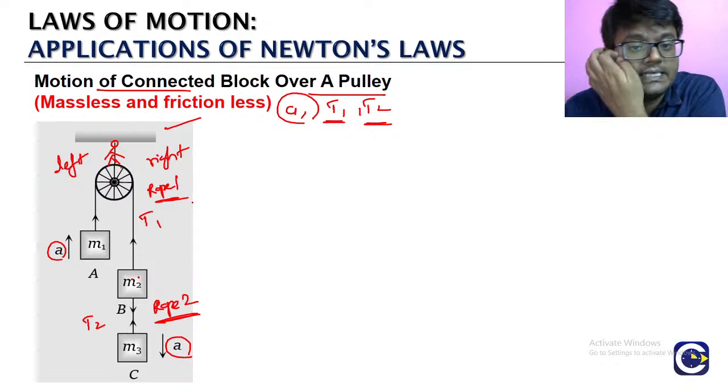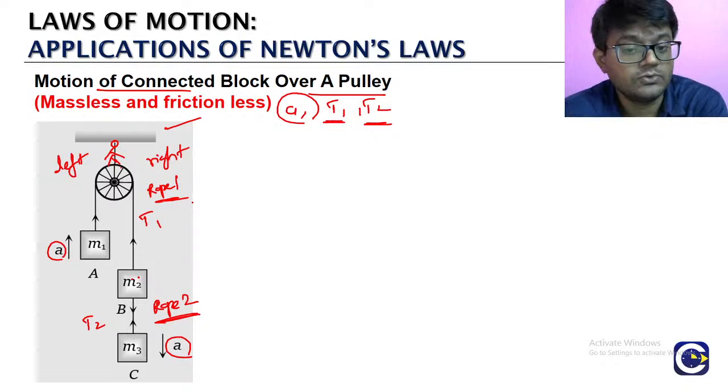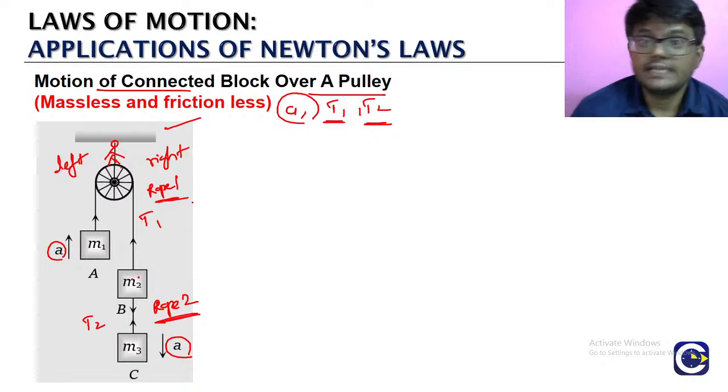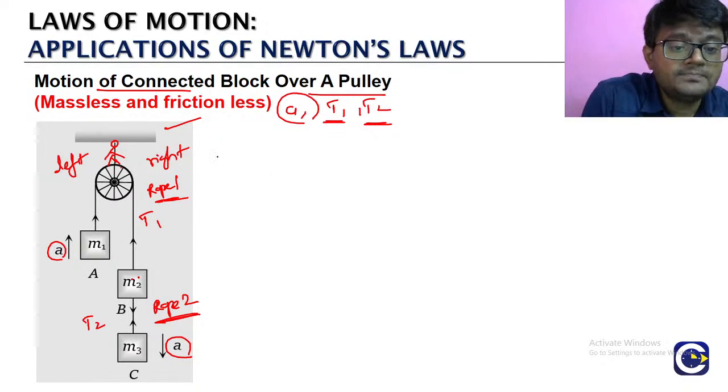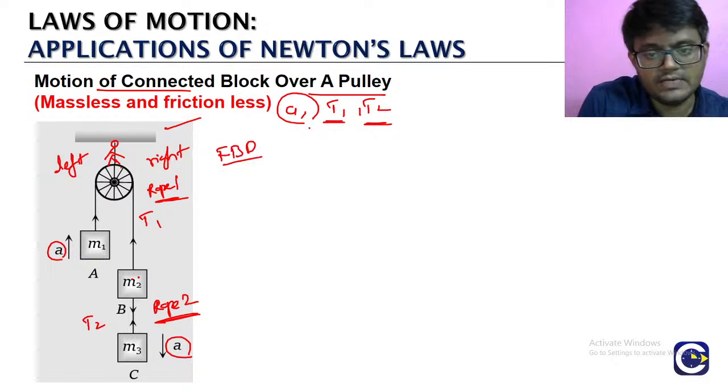Rope 1, let us say tension is T1. Rope 2, let us say tension is T2. They can ask us to find the tension values also. That is also possible. Okay. So here our task is to find, let us say, the acceleration value first.